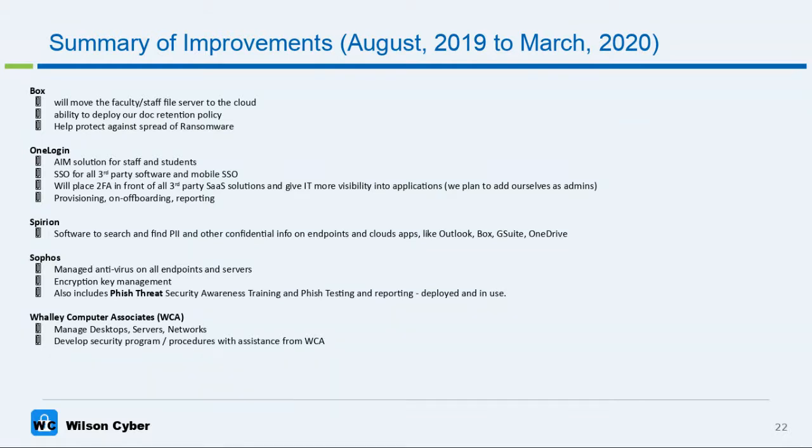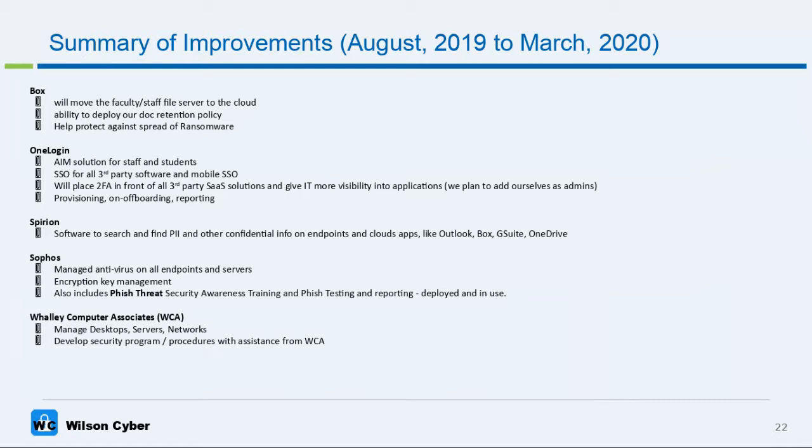They implemented 5 different major changes. Number 1 is Box. They moved their faculty staff file server to the cloud. Instead of hosting on-site file shares, they moved everything to Box. That's the ability to deploy document retention policy and help protect against the spread of ransomware.